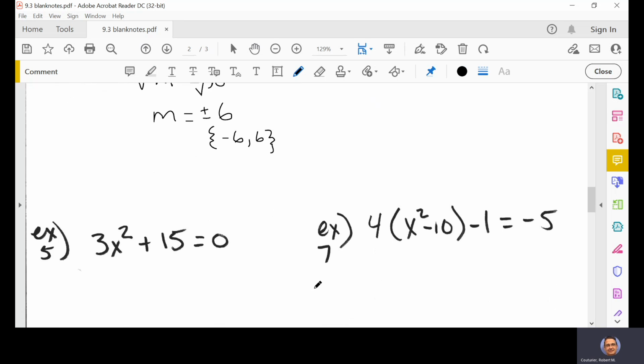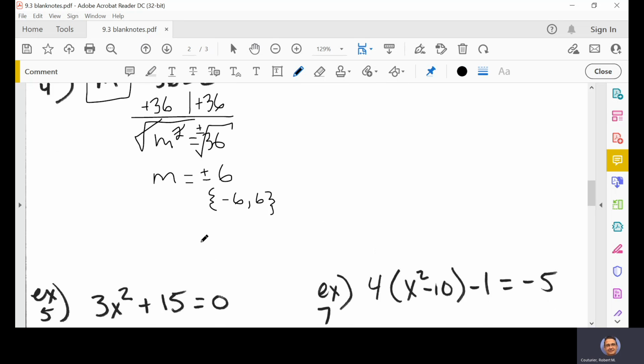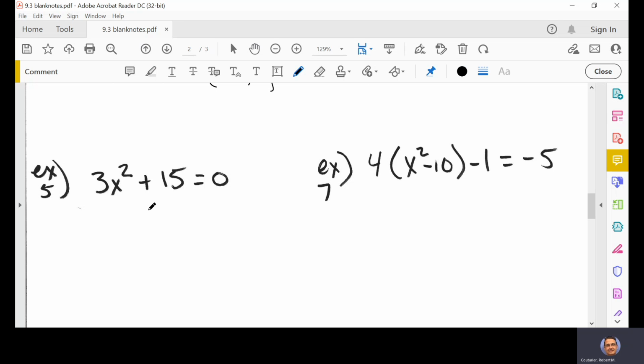Okay, for example, that was example 4. Example 5. We go and solve this. All right, so we're solving again for x. Subtract from both sides. Write everything else down. And what do we do? Divide by 3. Divide by 3. Cancel. Get a -5.